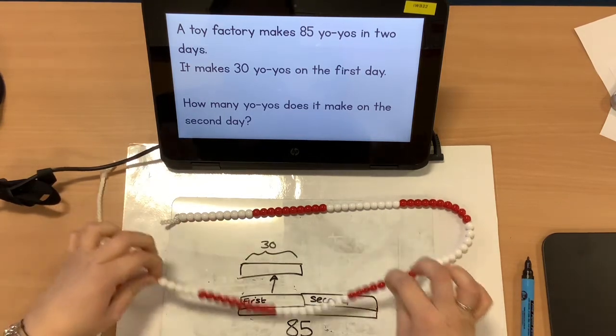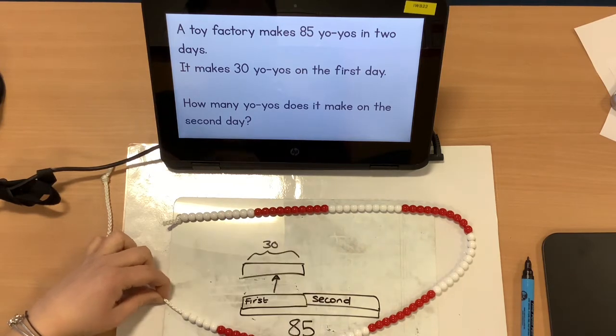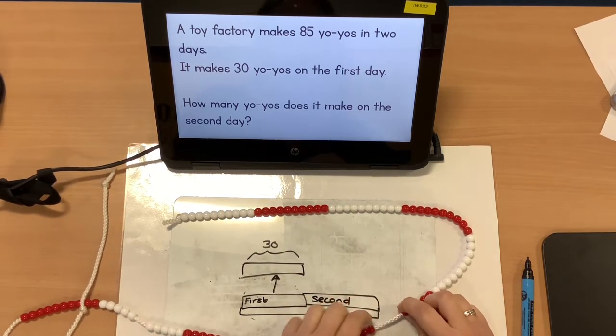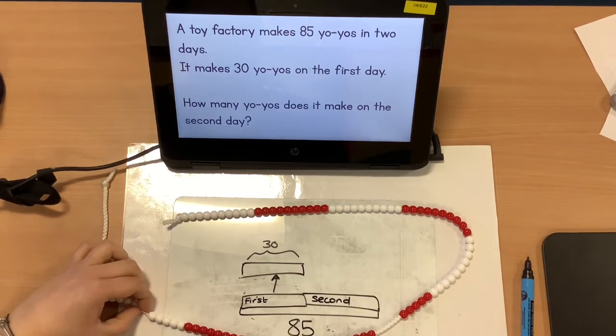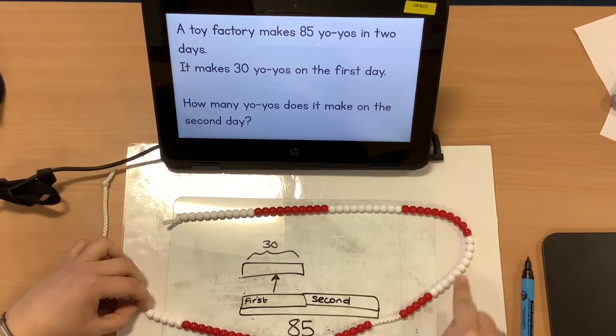Again, let's look back at the bead string as to why. If I had my 85 altogether, and I move 30 away, because they are the amount I know for my first day, here is the amount that is left behind, and that is represented here in the bar.